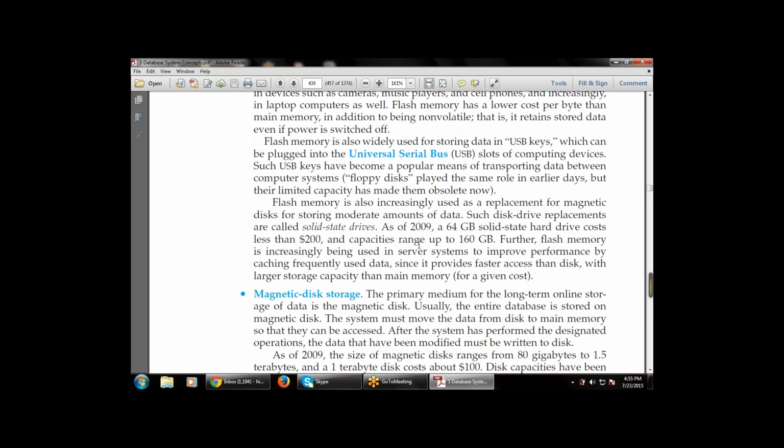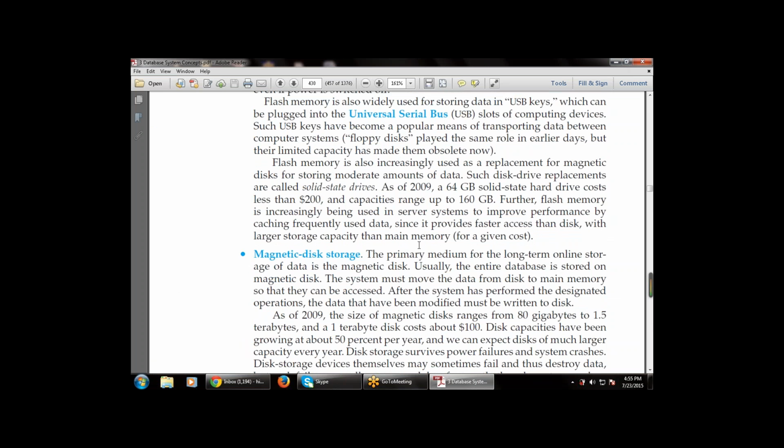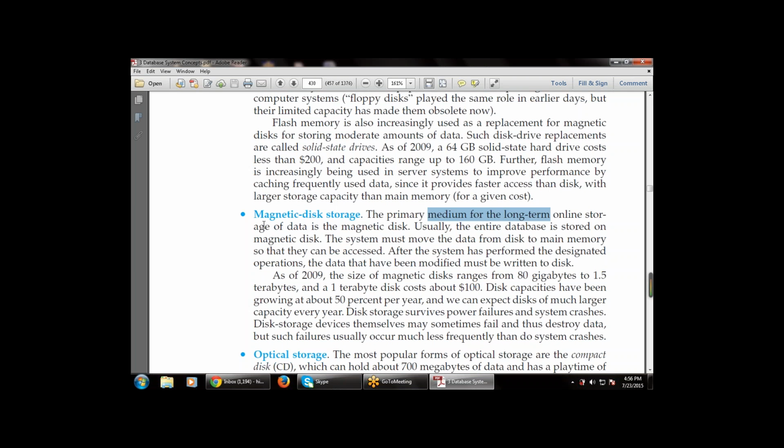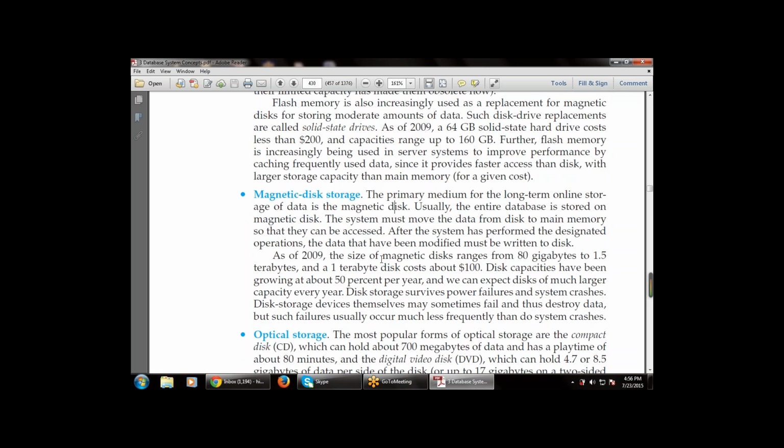Then next is the magnetic disk storage, that is how to store data on a magnetic disk. The primary medium for the long-term online storage of data is the magnetic disk. Usually the entire database is stored on the magnetic disk.